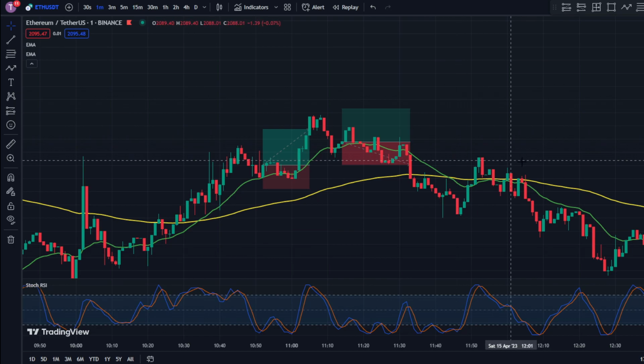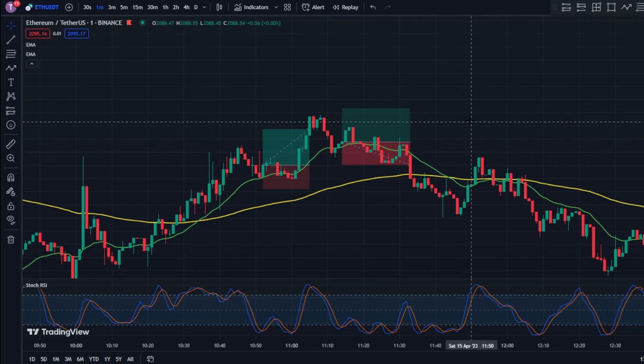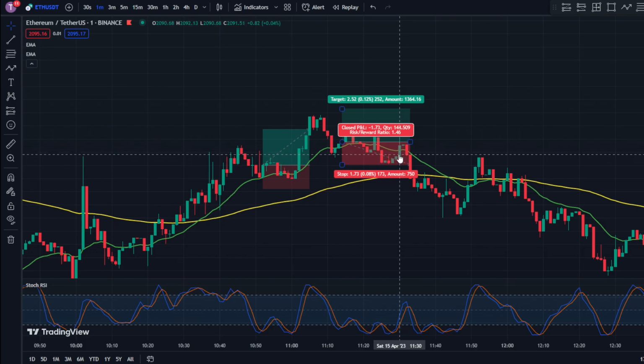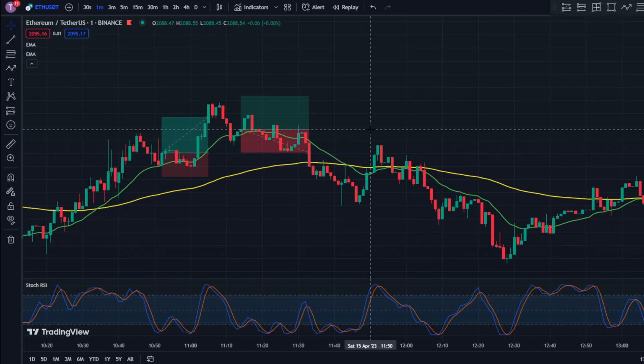So yeah, I'm going to be very transparent about how I take my trades. As long as it is a loss, it is a loss. I'm not going to cherry pick any trades. So now I'm going to show you guys how to take short positions. It's basically the same thing as long position, but you just flip everything around.